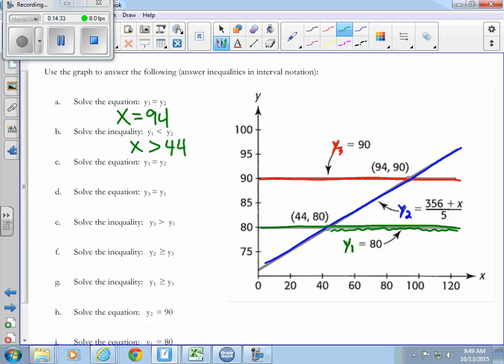What's the answer to your parallel? No solution. Very good. So does everyone agree y3 and y1 will never touch? Because they're parallel? So no solution. I like that. That makes sense. Y3 and y1 will never intersect. So this has to do with y3 equal y1.